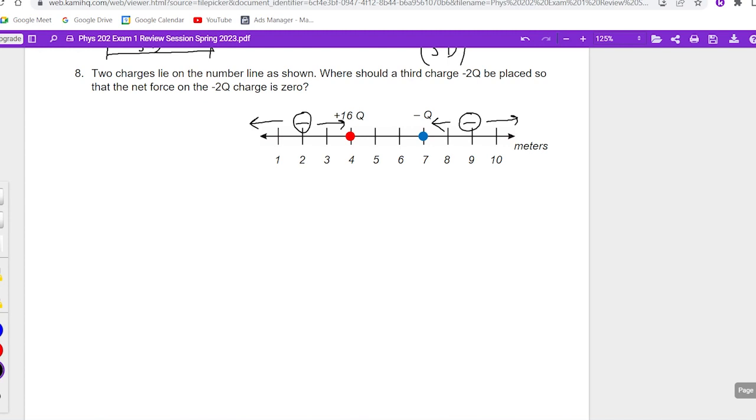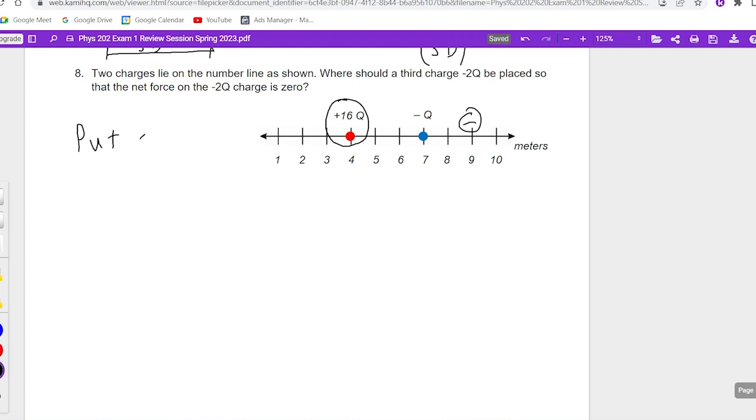And here's why. Let me erase both just for a second. You see how the plus 16 charge is way stronger? You know what I mean? That's a big charge. So in other words, that's like a big kid in the playground. It's going to win that tug-of-war battle. It's going to win the force battle. So what do you do to make it fair? You put the negative charge over here closer to the smaller charge.